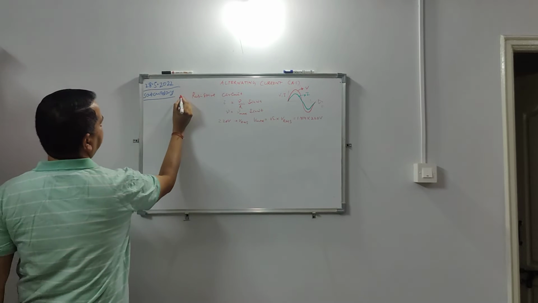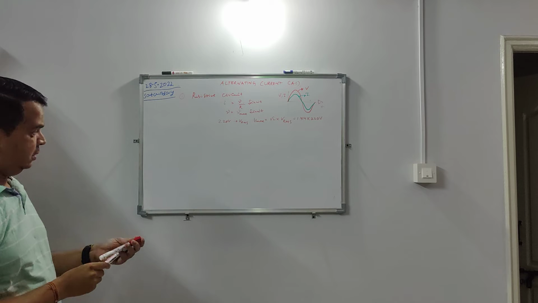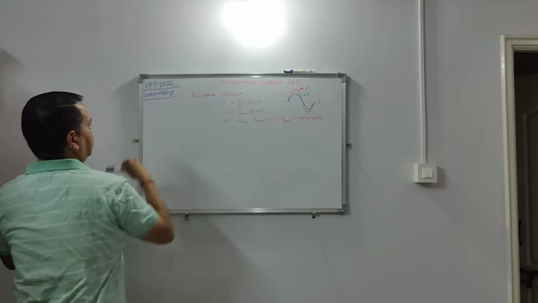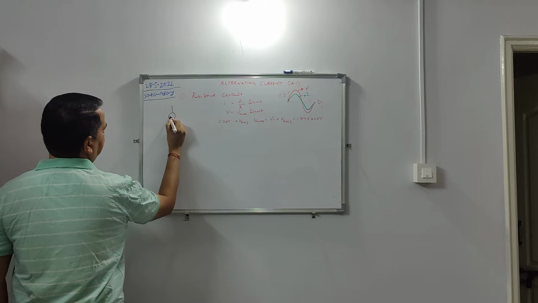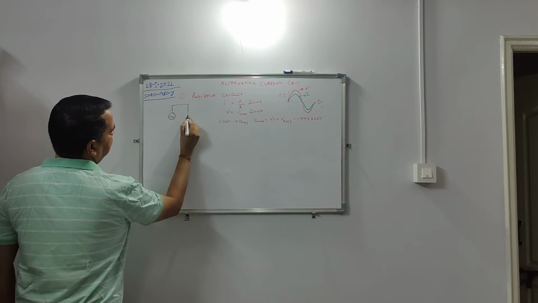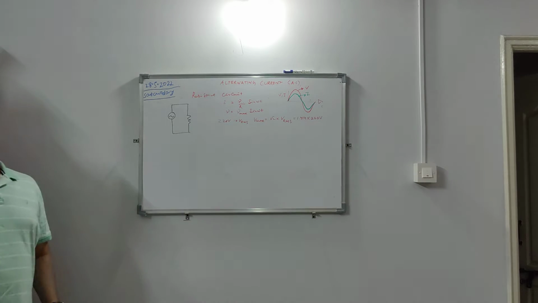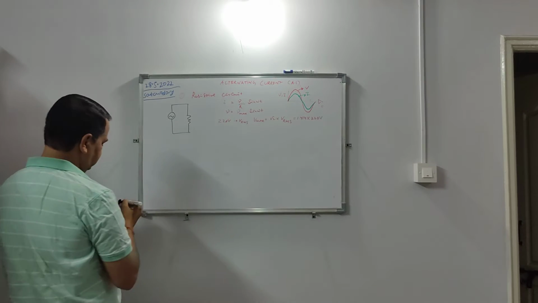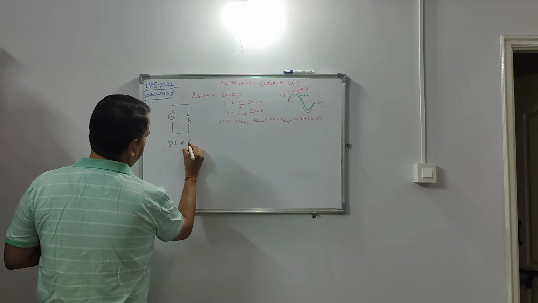Similarly, we will now get into the circuit, which basically looks like this. You will have the AC source represented like this, and then you have a resistor. Okay, so this is the resistive circuit. Then we will go to the LR circuit.